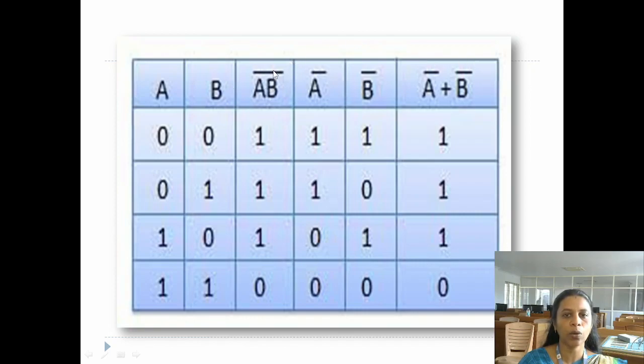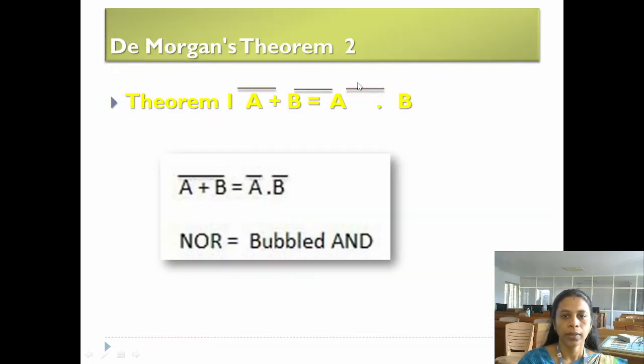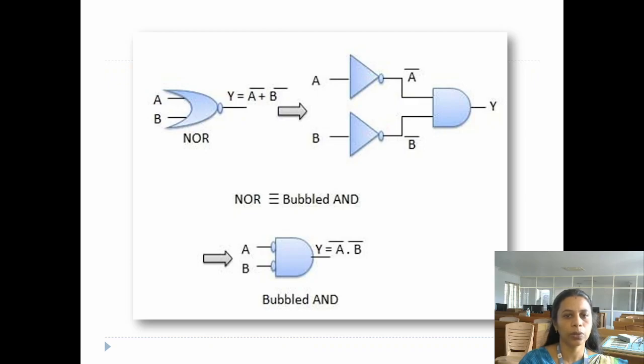A dot b the whole bar is equal to a bar plus b bar. The second De Morgan's statement: a plus b the whole bar is equal to a bar dot b bar. A plus b the whole bar can be obtained using a NOR gate. Y is equal to a plus b the whole bar, that is, the NOR gate is equal to bubbled AND. So a plus b the whole bar is equal to a bar into b bar.